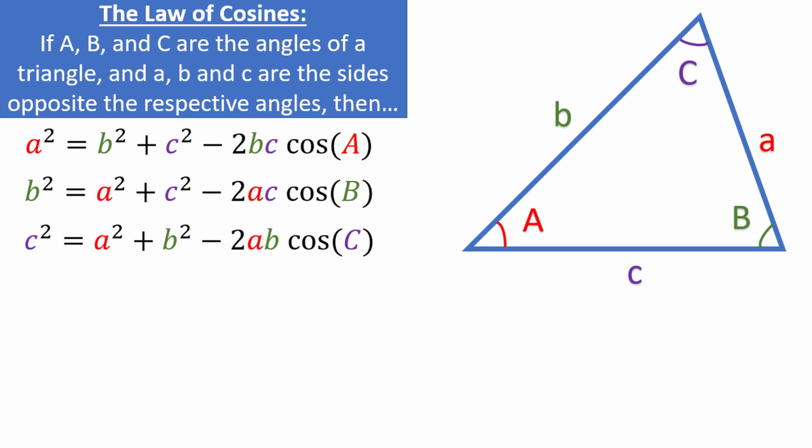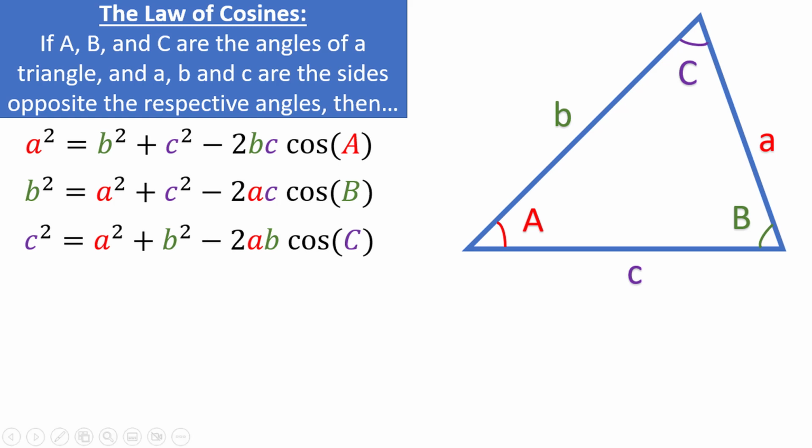The idea is if you take any side of the triangle and you square it, that is equal to the other two sides squared and added together minus 2 times those sides multiplied together times cosine of the angle opposite of the side that you started with. Notice that this formula is somewhat similar to the Pythagorean theorem. And actually, the Pythagorean theorem is a special case of the law of cosines.